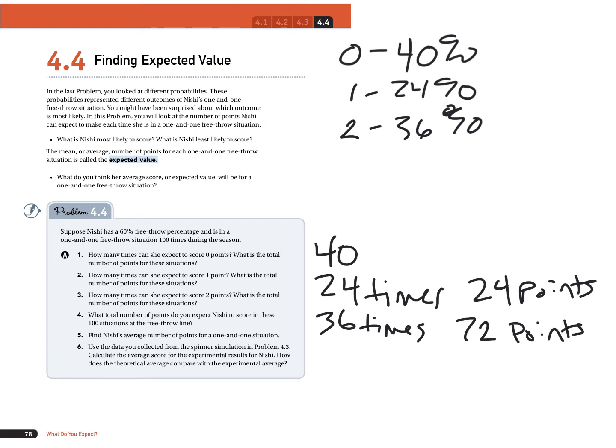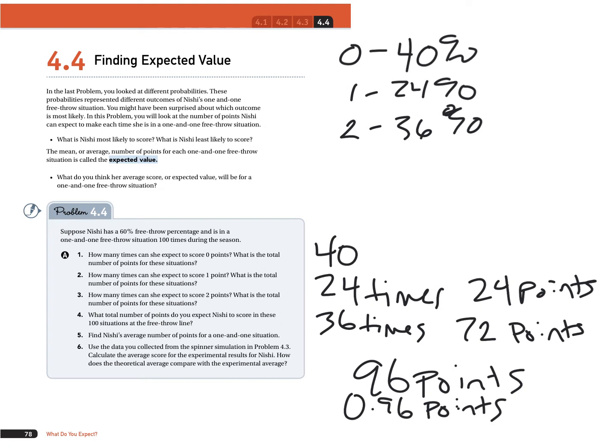Number four, what total number of points do you expect Nishi to score in these 100 situations at the free throw line? So 72 and 24 is 96 points we would expect her to score. All right, so if we know it's 96 points, 5 is asking the average number of points for a one-on-one situation. So 96 points in 100 attempts would be 0.96 points per trip to the free throw line.